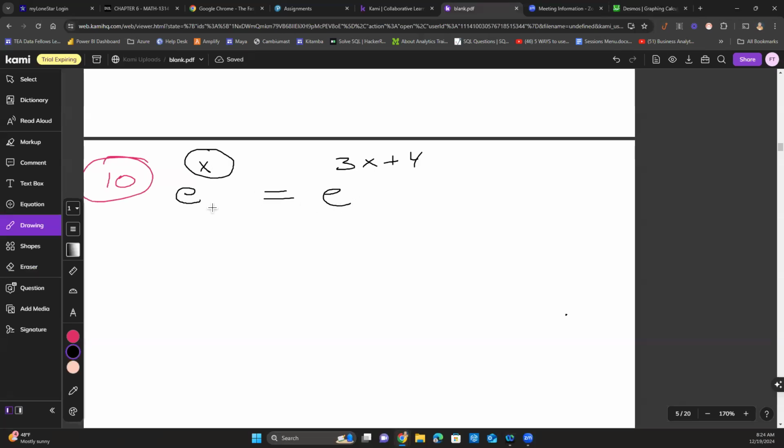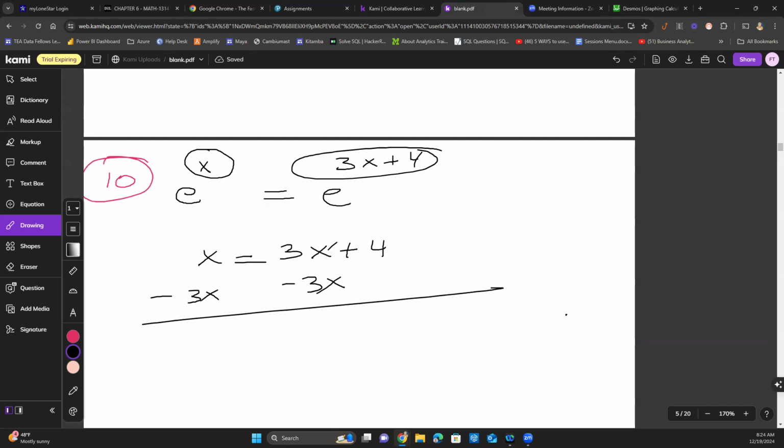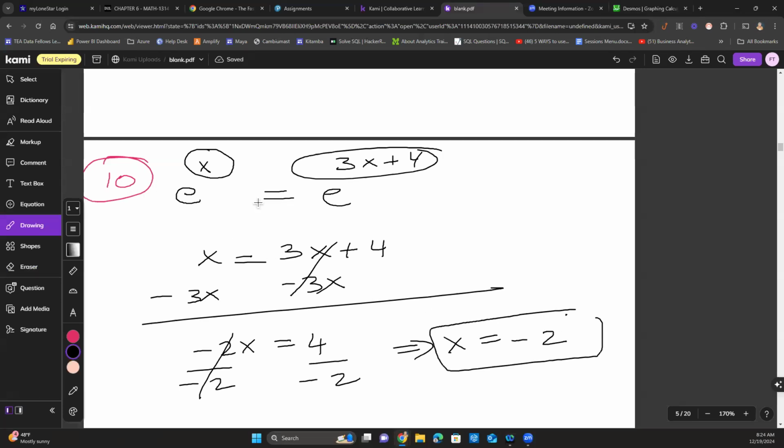So the power on the first side is x, and the power on the other side is 3x plus 4. And all I have to do is set them equal to each other and solve for x. To solve for x, we're going to subtract 3x on both sides. This will give me negative 2x equals positive 4. Now I'm just going to divide each side by negative 2. So x will be equal to negative 2, because a positive number divided by a negative number is negative, and 4 divided by 2 is 2. And this is how I am going to solve number 10.